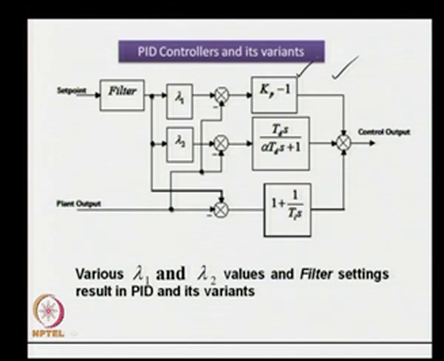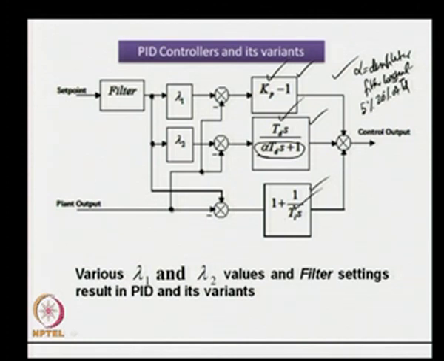Here, this block gives us the proportional controller, this one the derivative controller with a derivative filter, and this block gives us the integral controller. What is alpha over here? Alpha is often known as the derivative filter constant, whose value is often taken from 5% to 20% of the derivative time constant T d. So, K p represents the proportional gain, T d the derivative time constant, and T I the integral time constant.